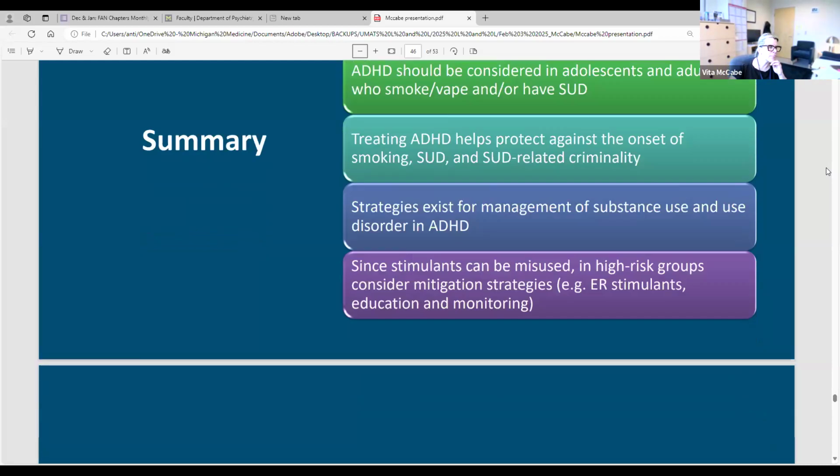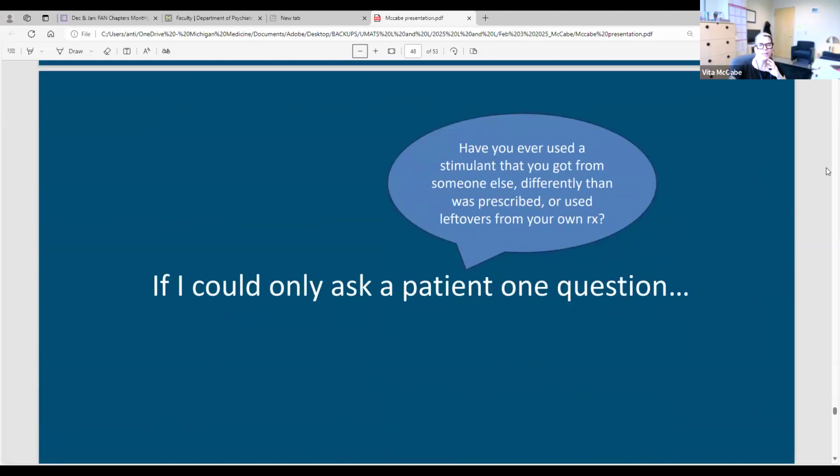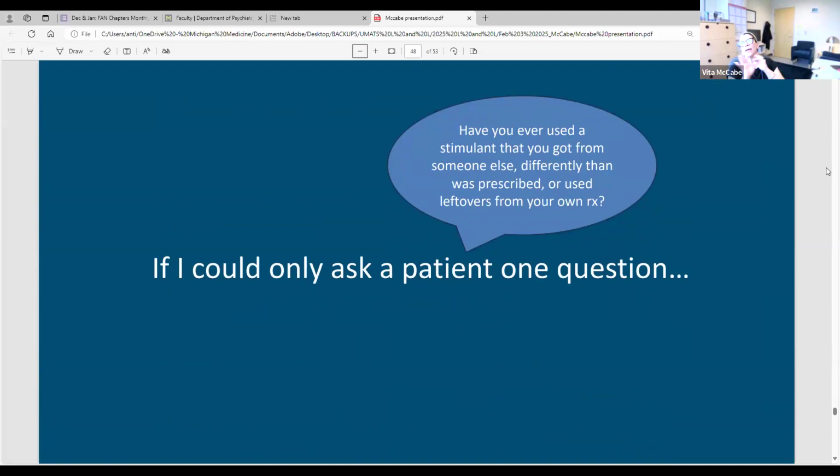So next slide. I think through the lens of this work, if I could only ask a patient one question, just one question, to really try to stratify risk, next slide, then my question in the most non-judgmental way would be, hey, have you ever used a stimulant that you got from someone else or used it differently than was prescribed? Like used your own Adderall a couple times a day because you're tired or you had too much going on, and then ran out early. That would be the question. Next slide.